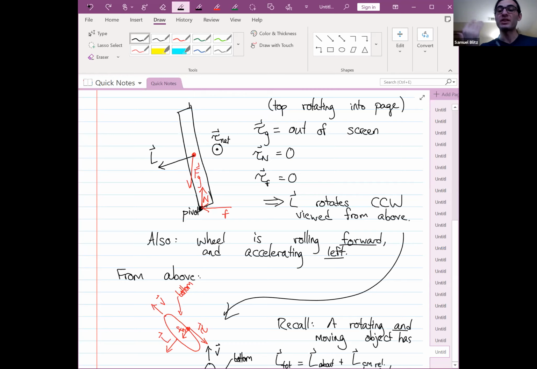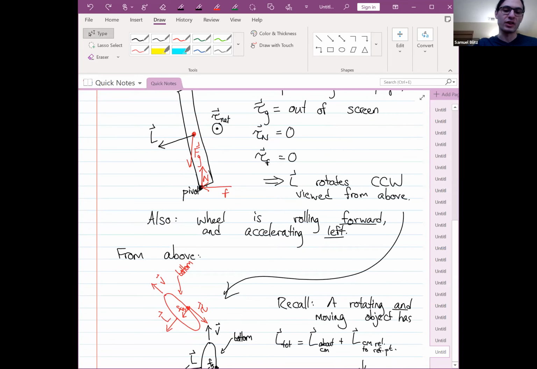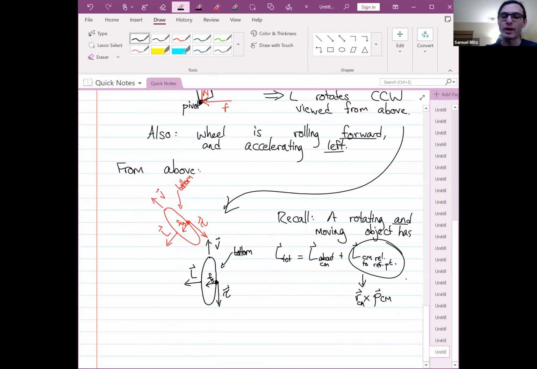it would give us angular momentum in the same direction. It turns out that the vector we end up with, this one, points in the same direction as the angular momentum of the wheel spinning about its center of mass. This doesn't generally have to be the case, but because this is a wheel spinning and moving forward, it is the case in this situation.